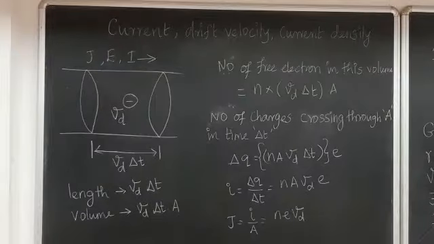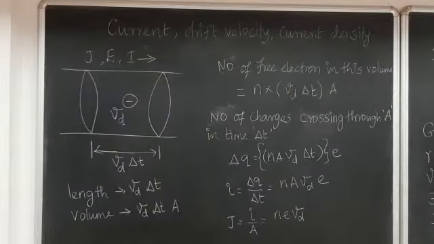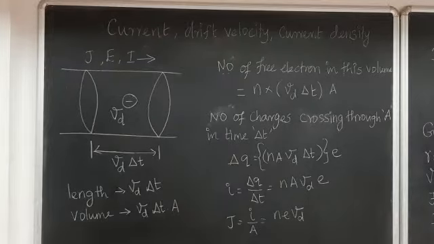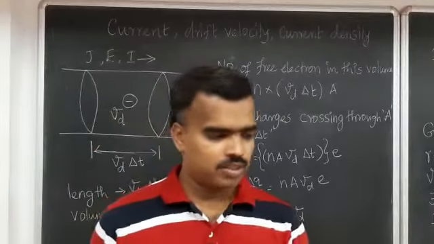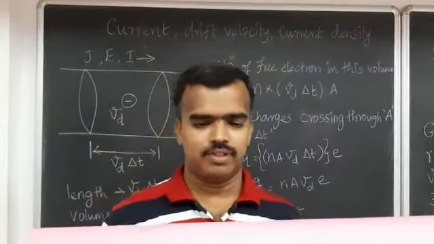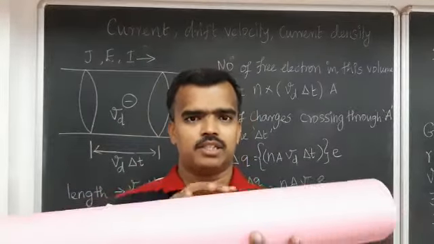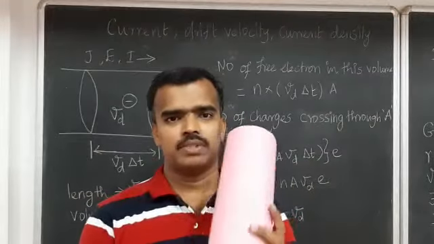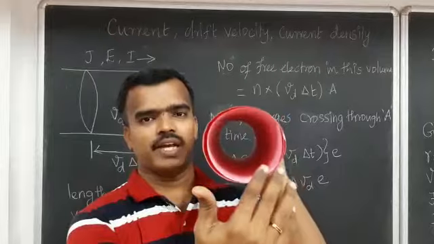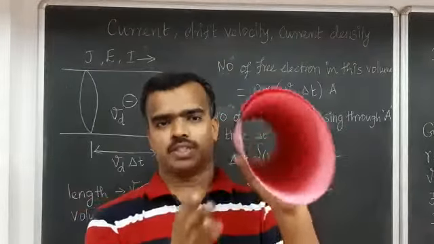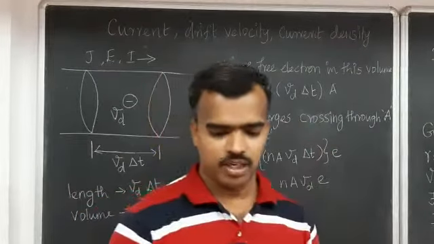And here we are going to relate current, drift velocity and current density. Before starting this topic, I want to do a small activity for you. Consider a cylinder-shaped object. It has a uniform cross-sectional area on this side as well as this side.